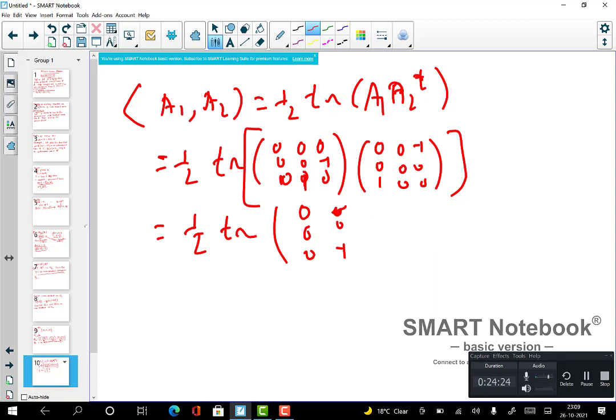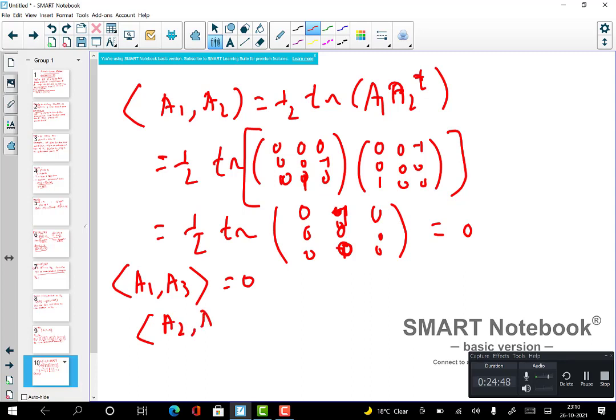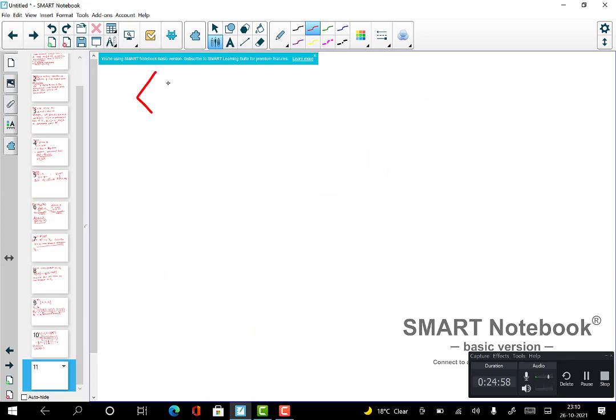This is -1, obviously, sorry, 0, 0, 0 here, and then this one is 0, and the last one is what? Last one is 0, and then this is 0, and this is 0, right? Whatever. So the trace is always 0, so this is 0 actually. Similarly, you can find out that A1 A3 is 0 and A2 A3 is 0, and not only that, now you can understand why I choose half here. Now you find out what is inner product of A1 A2, then you will understand A1 A1.